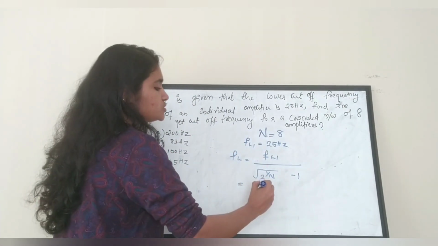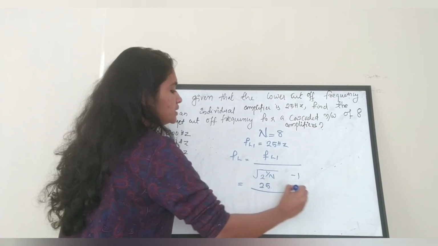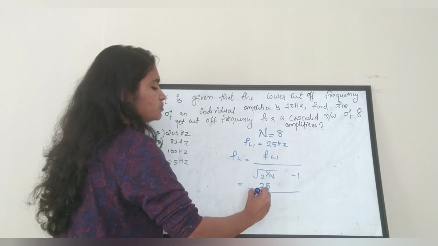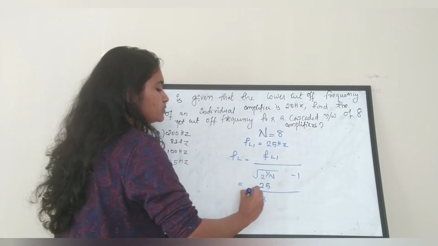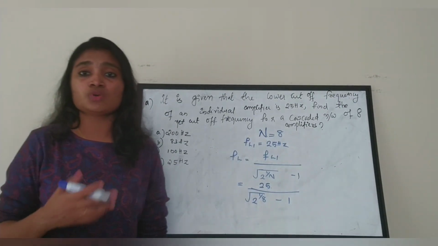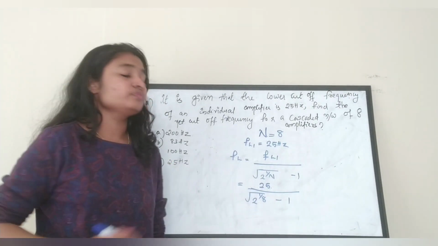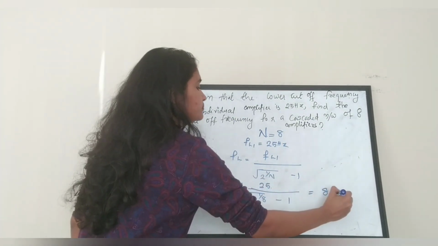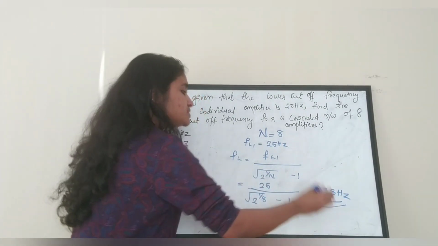So here it is 25, the value given in Hertz. So 25 by square root of 2 raised to 1 by 8, minus 1. This will give you your result, and if you solve this sum, the result obtained is 83 Hertz. So this is actually a very simple question.